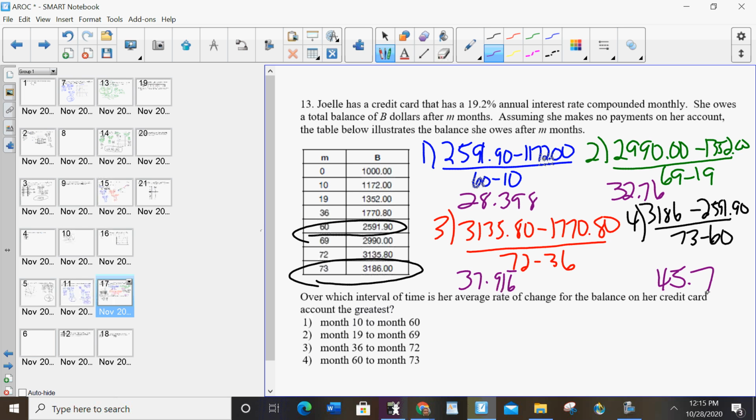Which is the greatest? Well, the biggest number there is 45.7, choice 4. And that's it. So it's a long question, but it's not necessarily difficult. It's 4 questions in one, but as long as you know how to calculate average rate of change, it's really not bad.